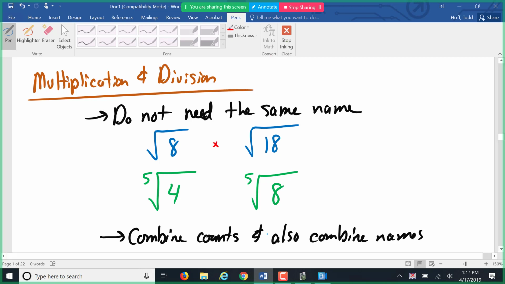if I multiply, I'm combining the names. The square root of 8 times the square root of 18, I can combine that to be the square root of 8 times 18. 8 times 18 is 144. I can actually take the square root of 144, which is 12.